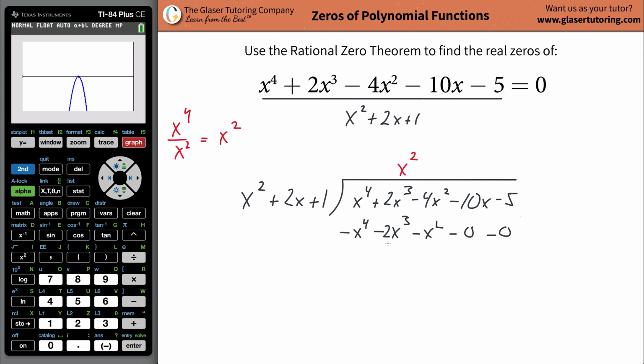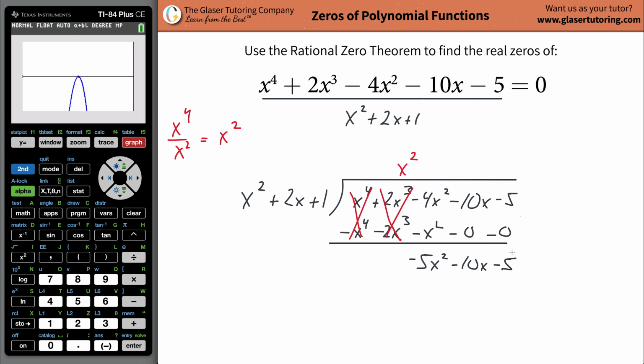Now, simply perform the operations. As you can see, these cancel, and these will fully cancel, and this is going to add up to be positive, positive what? That's really taking the negatives and turning it into positive. That is going to be a negative 5x squared. And then you basically just drop these all down: negative 10x minus 5.